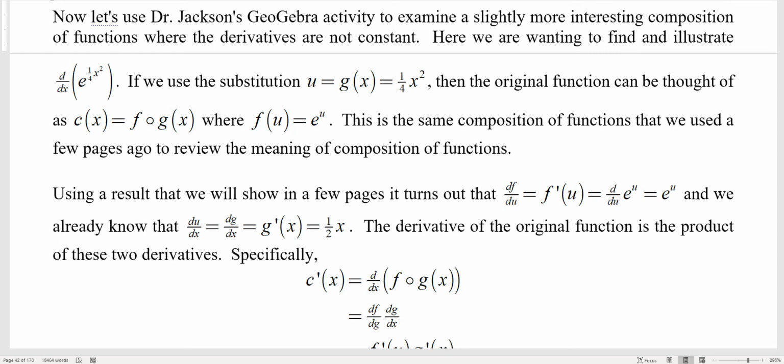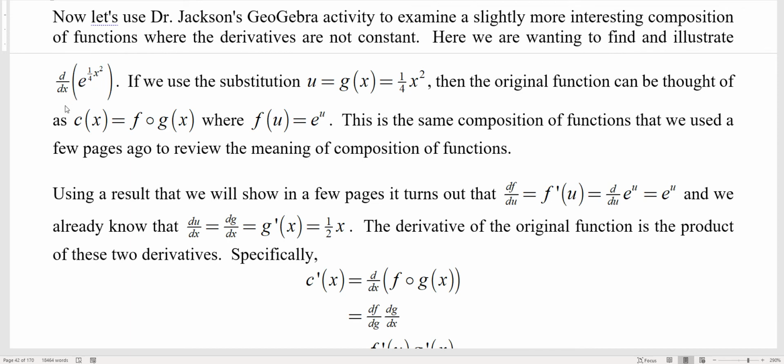In this video, we're going to continue our work on looking at the chain rule. So we're going to use my GeoGebra activity that I showed you in the last couple of videos. But we want to be examining the derivative of e to the 1/4 x squared. Now suppose at this point we know that the derivative of e to the u is e to the u, and we know the derivative of 1/4 x squared is 1/2 x. But we don't know necessarily how to do a derivative like this one.